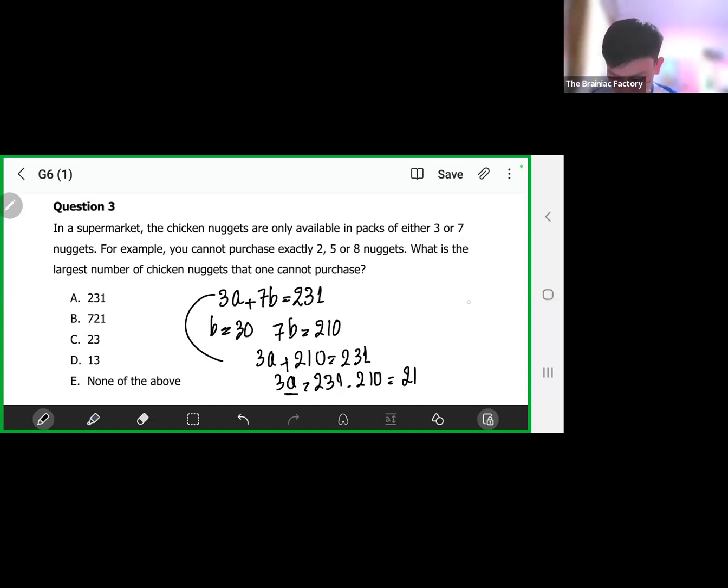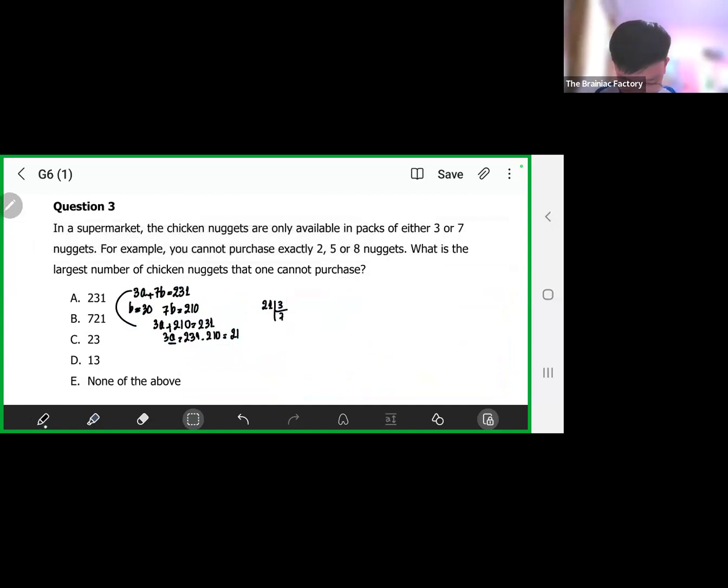Knowing that 21 divided by 3 gives us 7, A is an integer, so it can still be purchased, and so it's not our answer. We are crossing out the first answer.